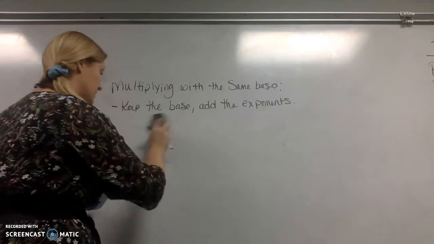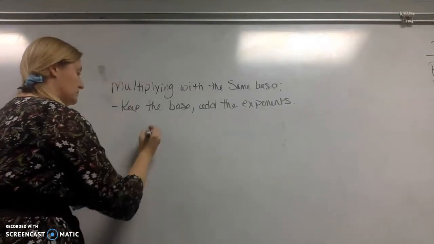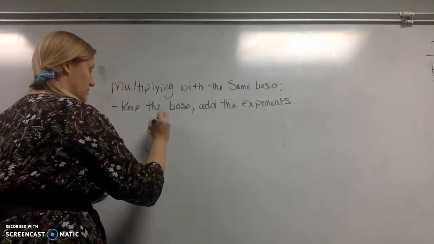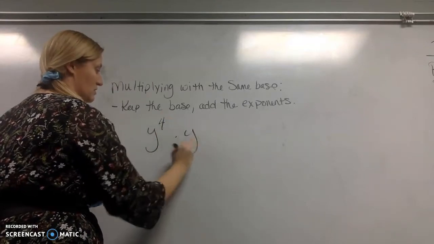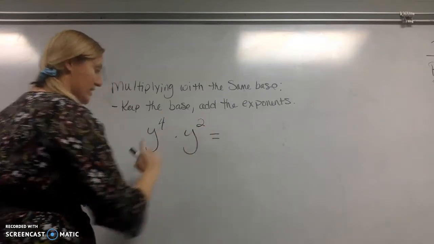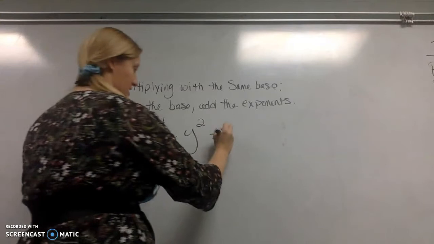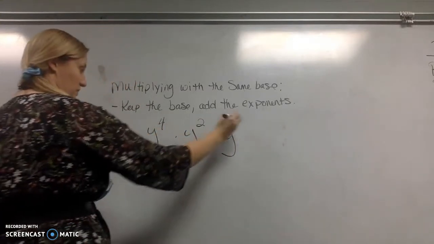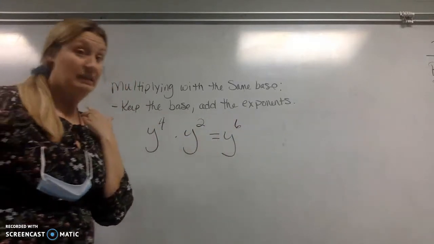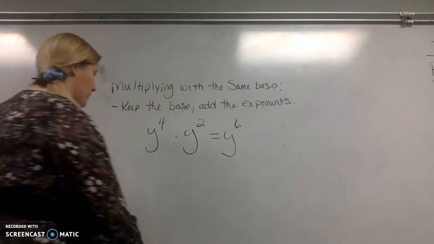So if we try another one, y to the fourth times y squared, keep the base, add the exponents. 4 plus 2 is 6. Pretty easy. So that's y to the sixth power.